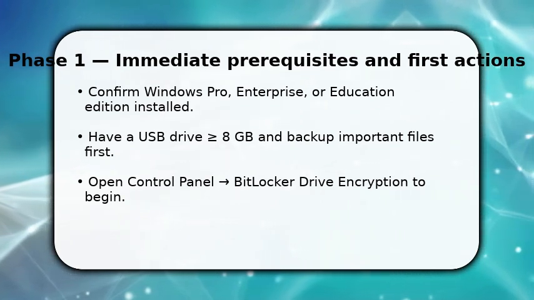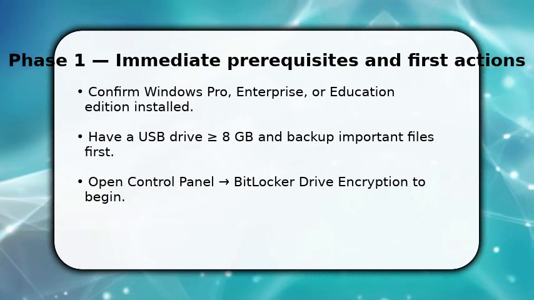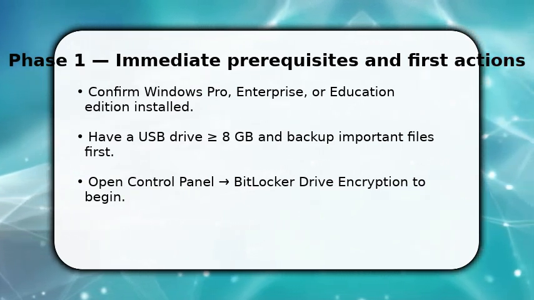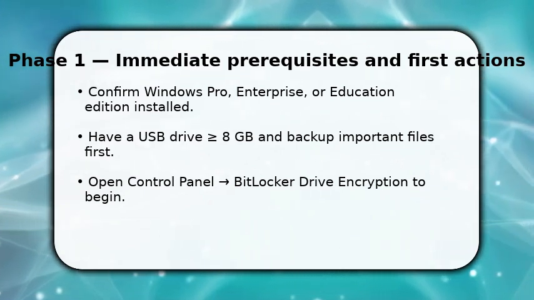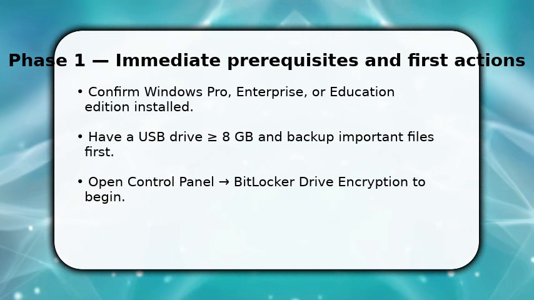Once there, choose the system drive and click Turn on BitLocker. Follow prompts to save a recovery key to the USB. This creates the startup key. Do this now. It sets the foundation for encryption.